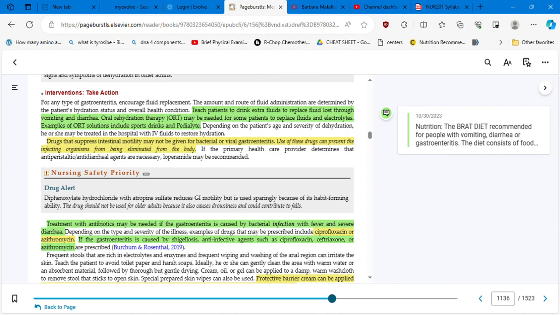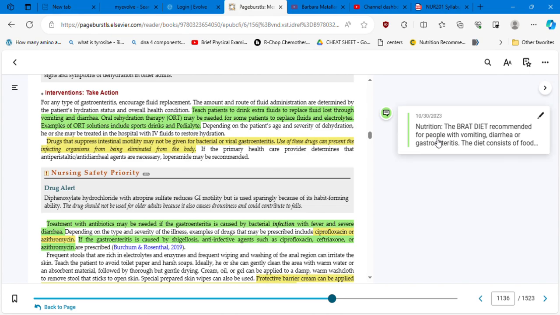Interventions. Teach patient to drink extra fluids to replace fluid loss through vomiting and diarrhea. Oral rehydration therapy, ORT, may be needed for some patients to replace fluid and electrolytes. Examples of ORT solutions include sport drinks and Pedialyte.